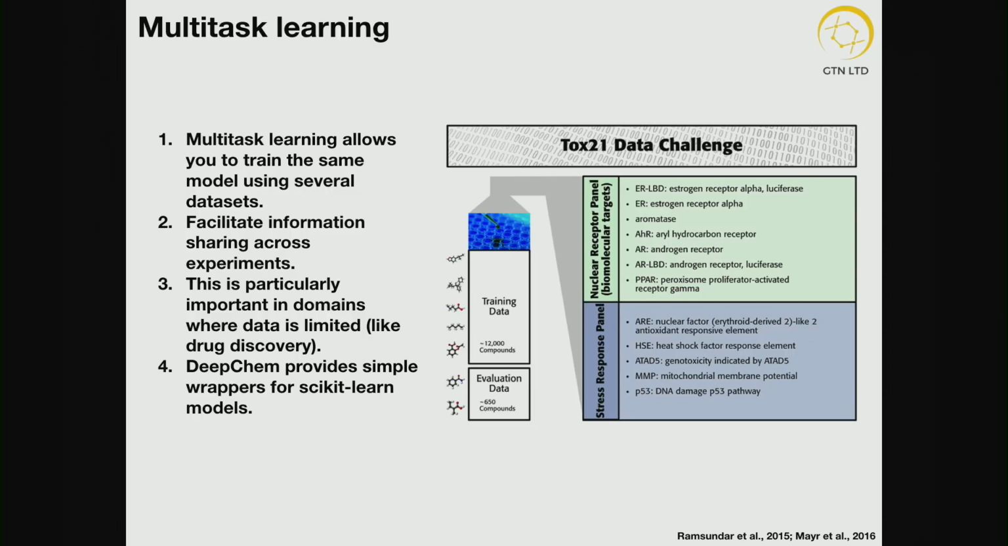And this is particularly useful in domains like this, where access to data is quite difficult, and finding large databases is rather difficult. So anything you can do to squeeze out a few extra points is definitely something worth doing. DeepChem also provides a simple wrapper for this to allow you to use it with scikit-learn models as well. So I'll just show you basic results we have for that.